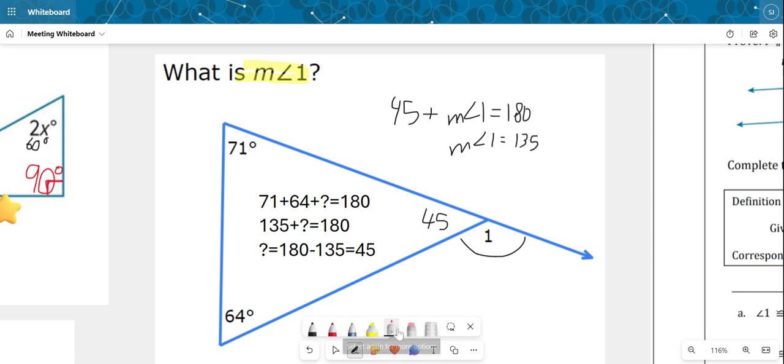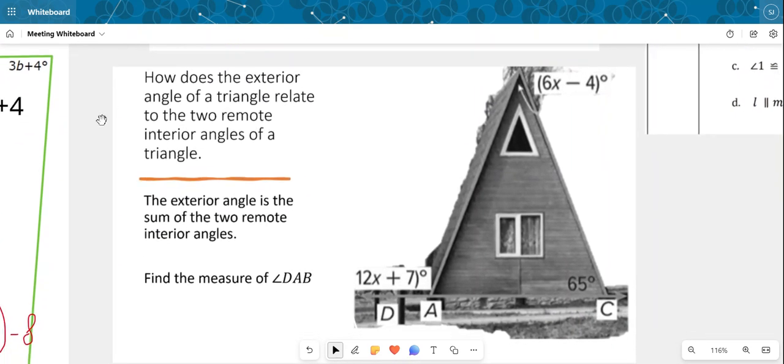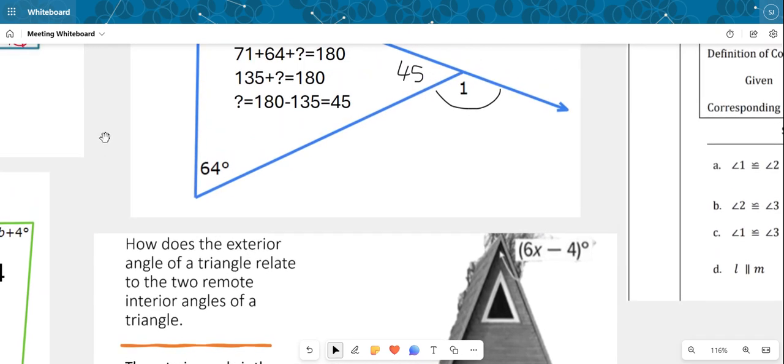And hopefully you notice something here. Our 71 and 64 here, when added together, were the same as angle 1. That's our big idea. That's answering this essential question here. How does the exterior angle of a triangle relate to the two remote interior angles? That's what we have here.